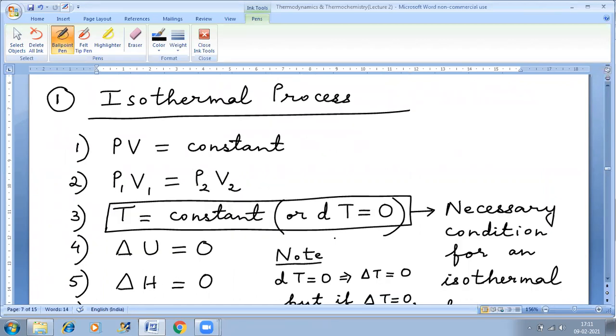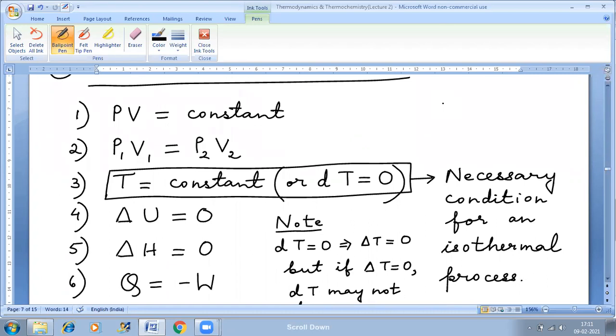Also, for an isothermal process, delta U is 0. Delta U is what? Change in internal energy. Delta U is 0. Delta H is also 0. Delta H is called change in enthalpy. We will be doing it later. As of now, just remember that for an isothermal process, delta U is 0 and delta H is also 0.